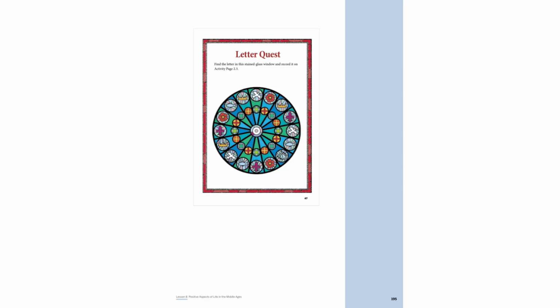Stained glass windows were not just decorative, they often contained hidden messages or letters. These windows served as educational tools, conveying religious stories and values to those who couldn't read. In this activity, students will identify letters within the stained glass designs, enhancing their understanding of medieval communication and artistry.